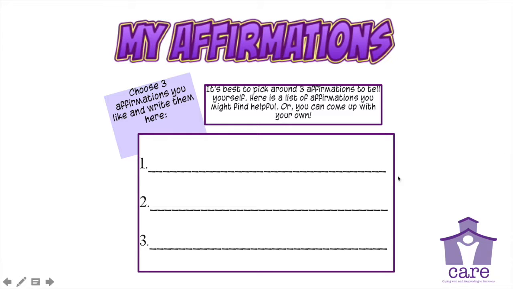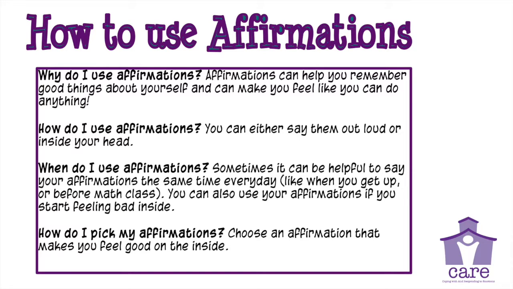This My Affirmations part is on page 73 of the student workbook. Once students have picked those 3 affirmations that they like and have written them down, go ahead and go over how to use affirmations. We've got 4 common questions here, and go ahead and either read through those with students, or again, if you want students to take turns reading them, that's fine as well.